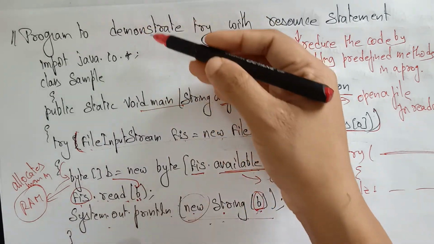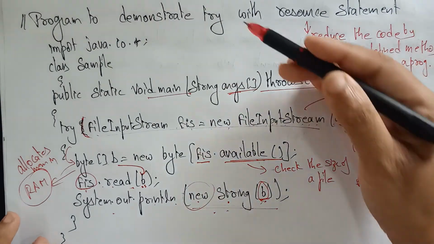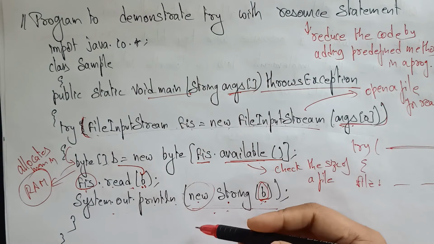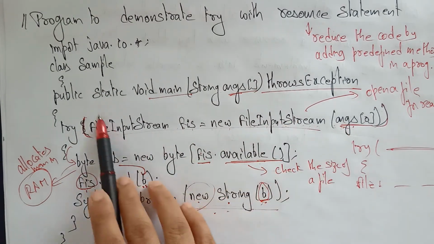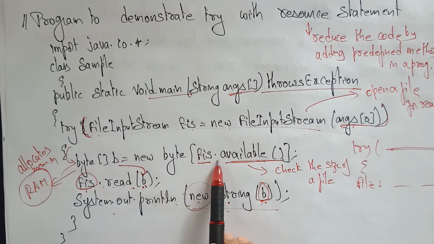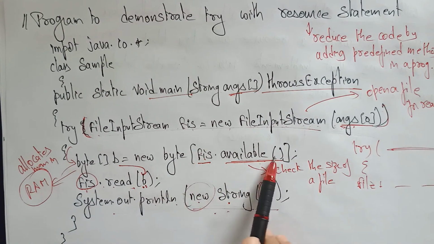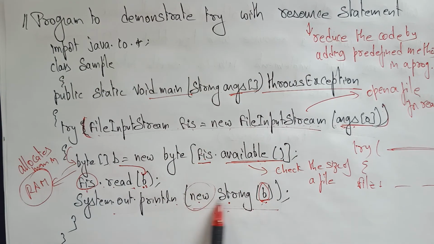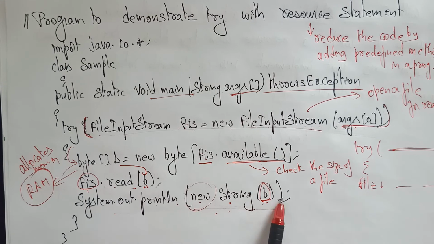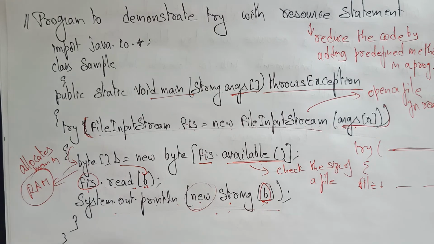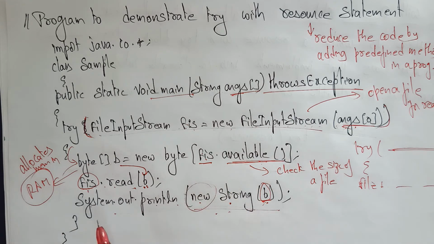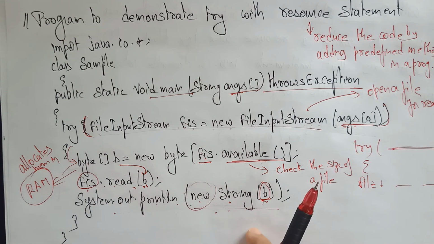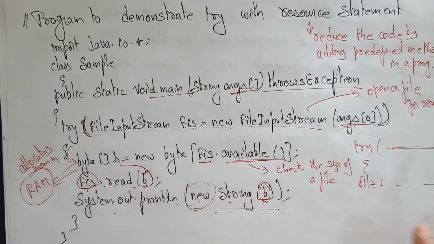See here, the previous program I explained was two pages in size, but here I completed the program within one page. This statement I included within the try only, and fis.available I wrote directly here. I am not creating an object separately, I am directly calling the class. This concept is an alternative to the finally block, and this feature was introduced in JDK 1.7 in 2011.